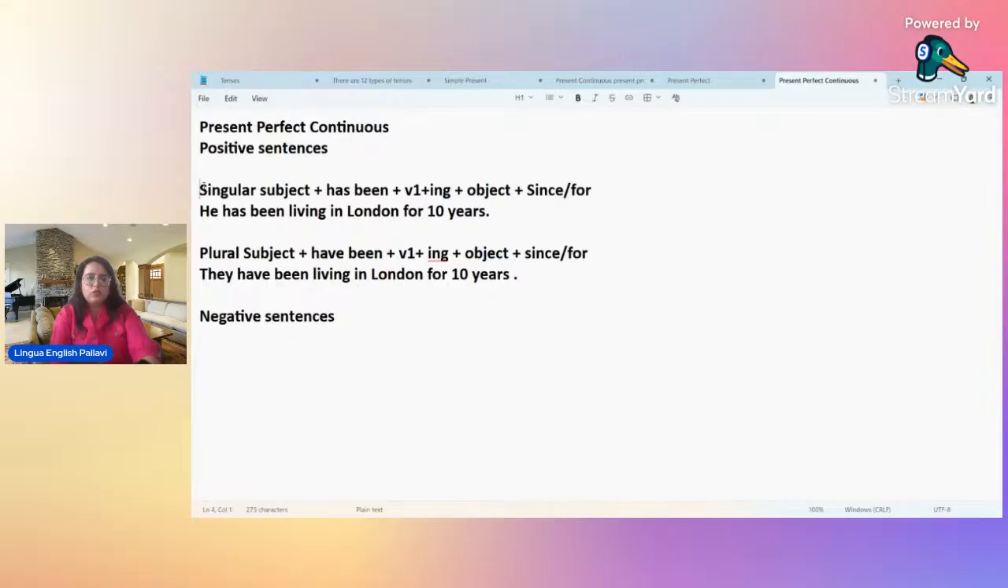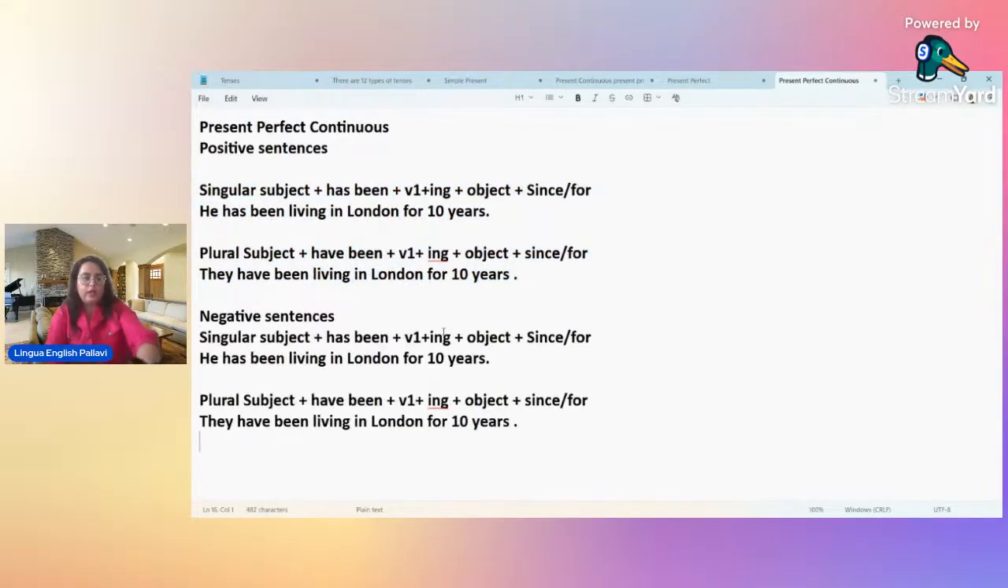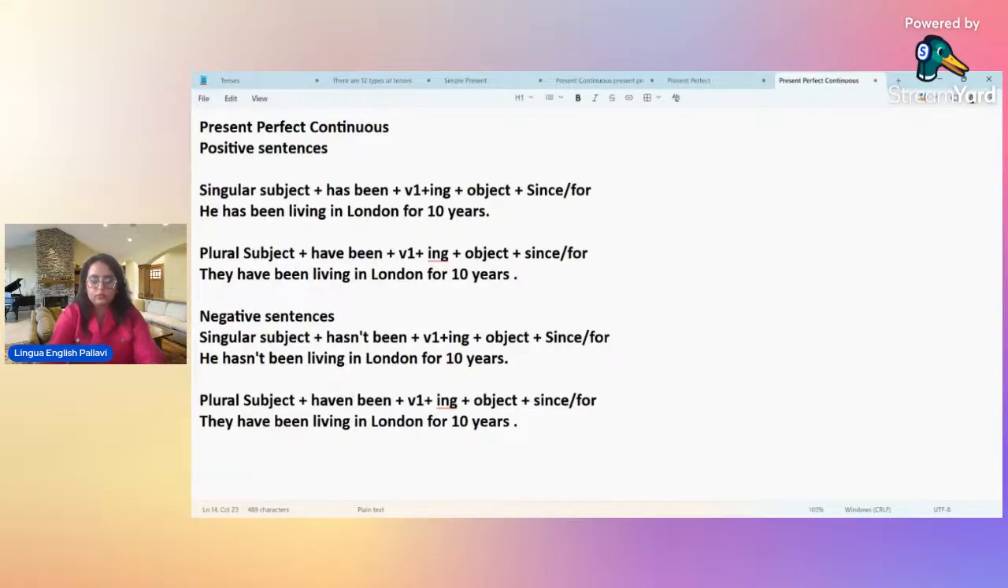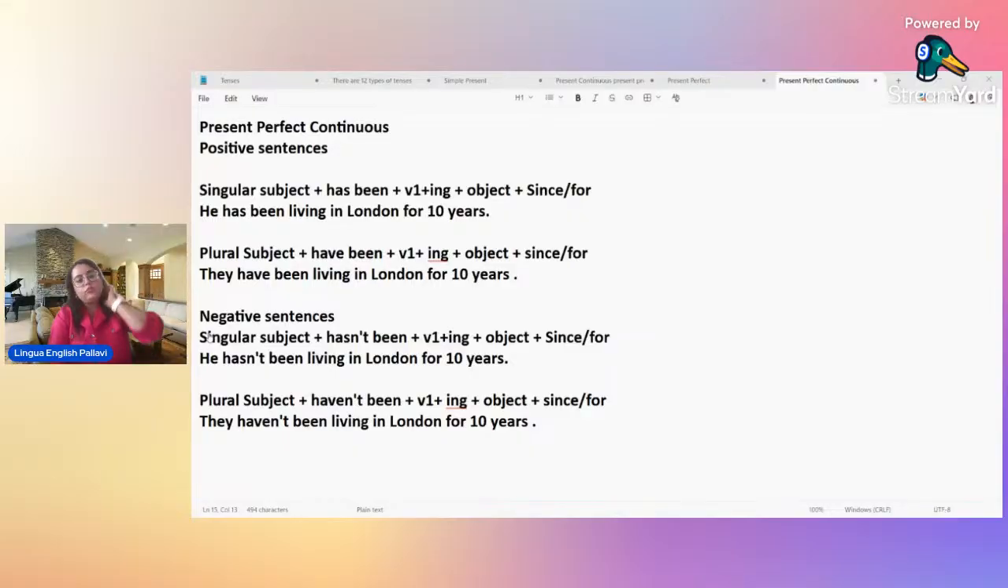Okay, the same rules, just what I'm going to add, not to it. Let me add not in contraction. So how I can add not in contraction? Hasn't. Observe how I'm doing. Did you see what I've done? Not much change. Negative means not. So how it is? Singular subject plus hasn't been plus v1 plus ing plus object plus and so forth.